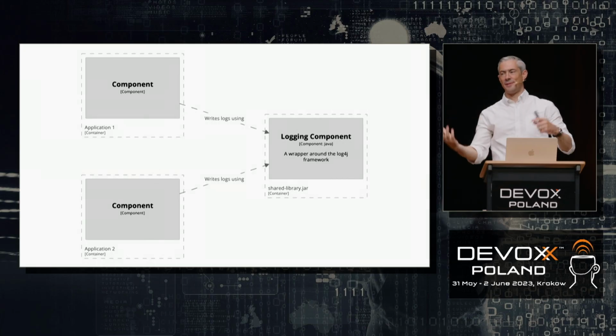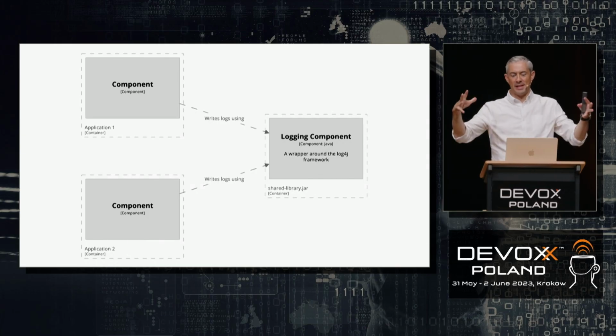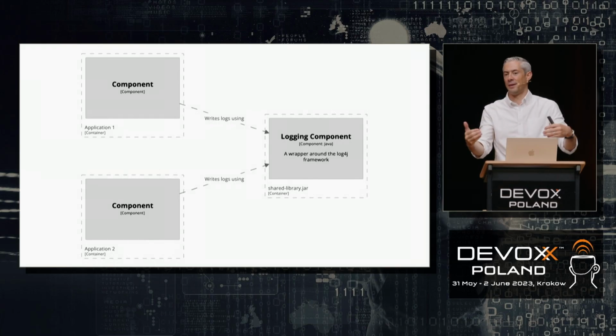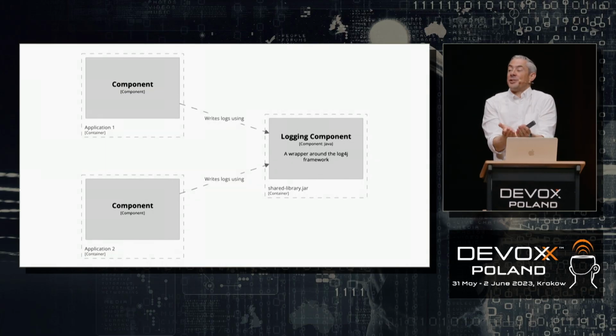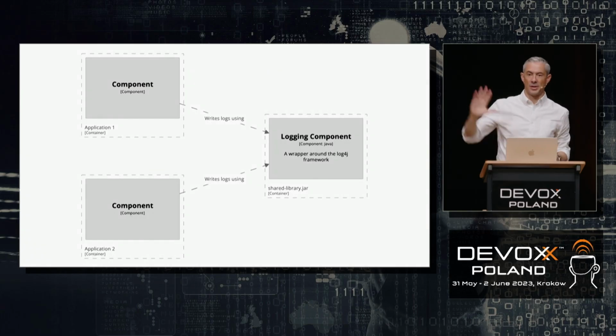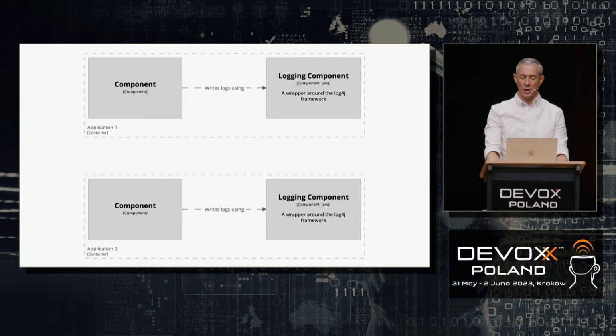That's misusing C4 because a C4 container is an individually deployable, runnable thing. And you can't run a logging library on its own. It needs to be part of an application. So this is not how I recommend doing it. What I recommend doing is you show the shared logging component inside the boundary of both apps, of both containers.